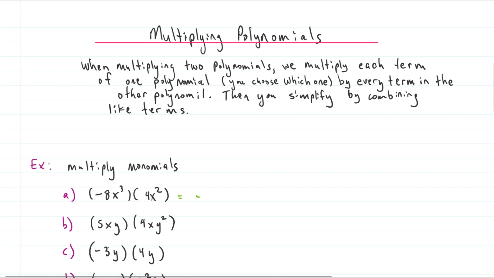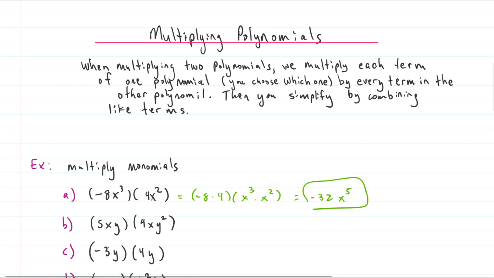Let's put all the numbers together. So we have negative 8 times 4, and then with the x's, we have x cubed times x squared. Negative 8 times 4 gives us negative 32. And when we have two terms with the same base, we add the exponents. So this gives us x to the 3 plus 2, which is 5. And we're done. Not too crazy.